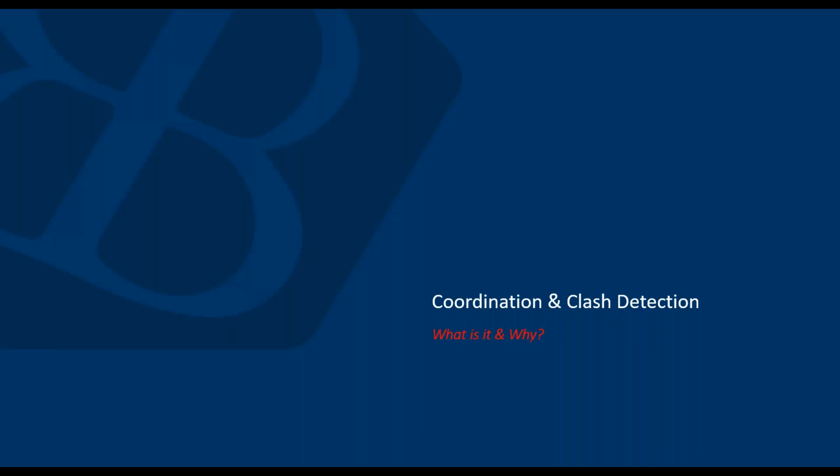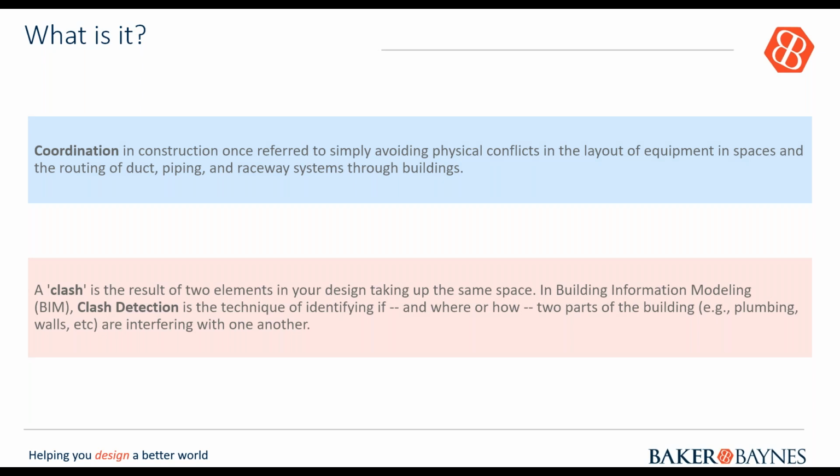So we'll start there. Clash detection and coordination, what is it and why? You should know what it is, but if you don't, coordination is basically the management of all of the different environments or disciplines that come together to create this holistic building. So how does that get managed? There are various industries involved in a building process, and how does that work together?